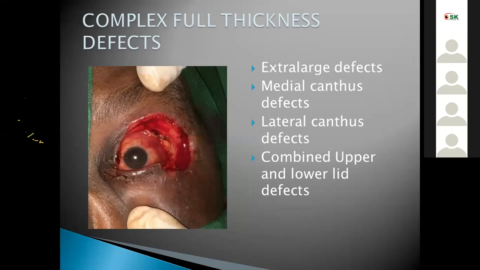There are also lateral canthus defects, like you can see in this case, we have a lateral canthus. And then you can have even big complicated defects. You can even have combined upper and lower lid defects, like this one is combined upper and lower. You can even have a total loss of both the upper and lower eyelids.